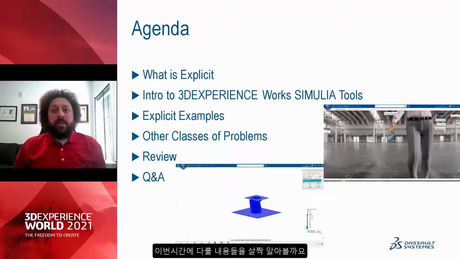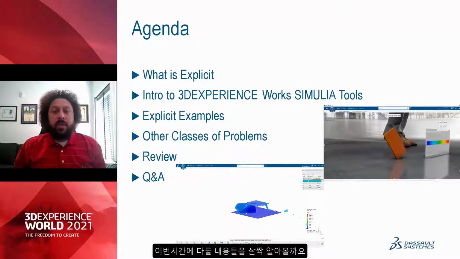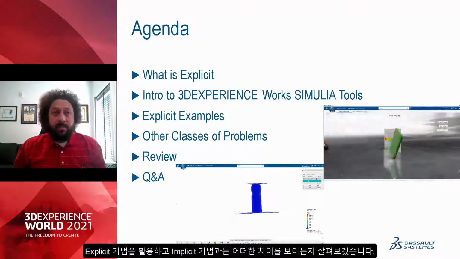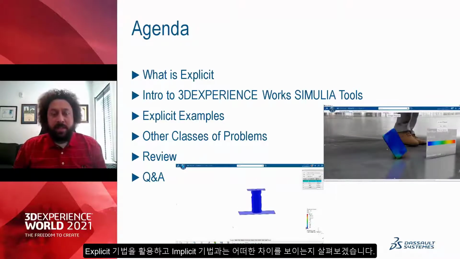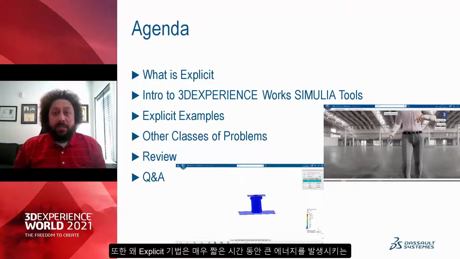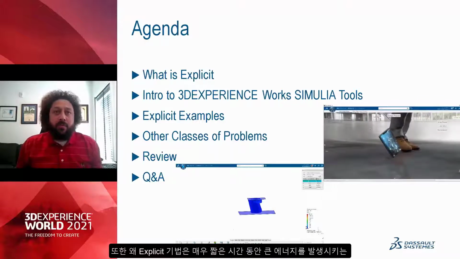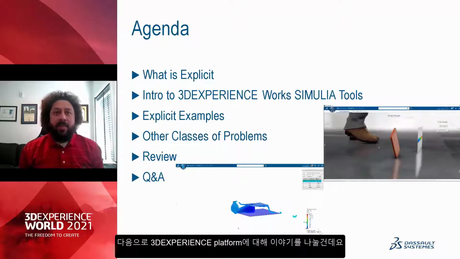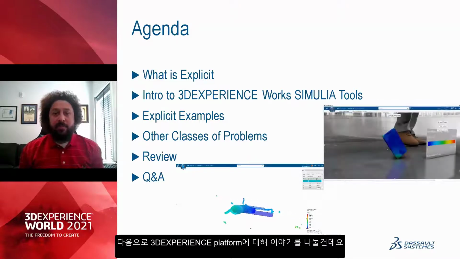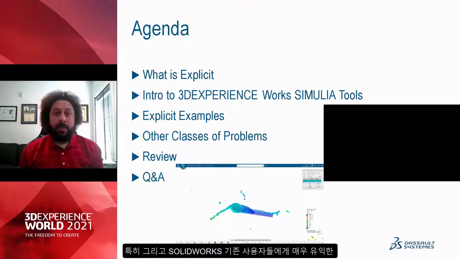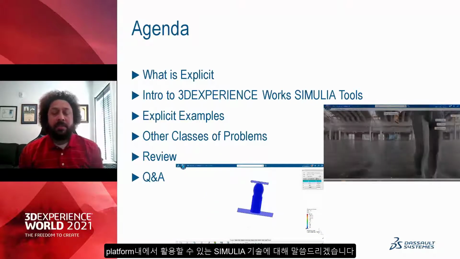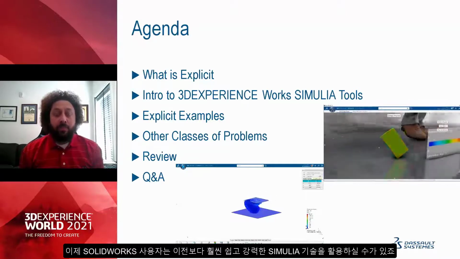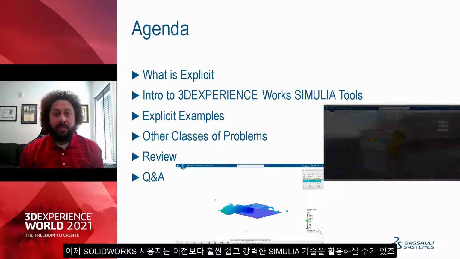All right, guys, let's start by discussing what the agenda is going to look like. We're going to start by discussing exactly what explicit is, situations where explicit can be beneficial, the difference between implicit and explicit, and why it's a very important solution technique, especially for short duration, high energy types of events. Then we'll talk a little bit about the 3D Experience platform and the SIMULIA tools that are available on it. Really exciting time to be a SOLIDWORKS user because you're going to have access to a lot of really improved solution techniques from SIMULIA.